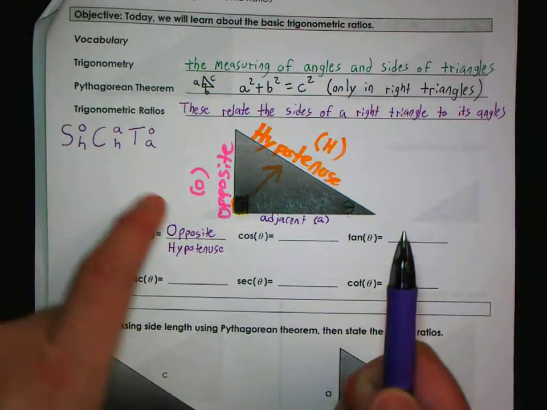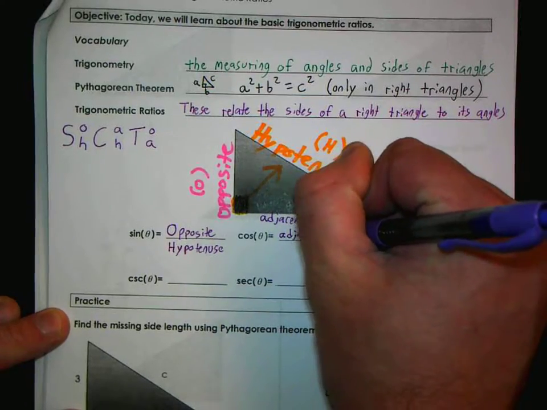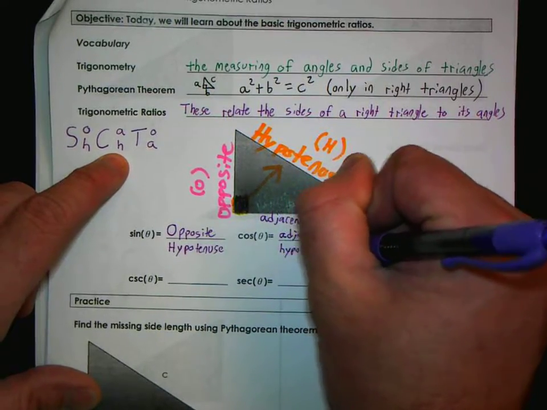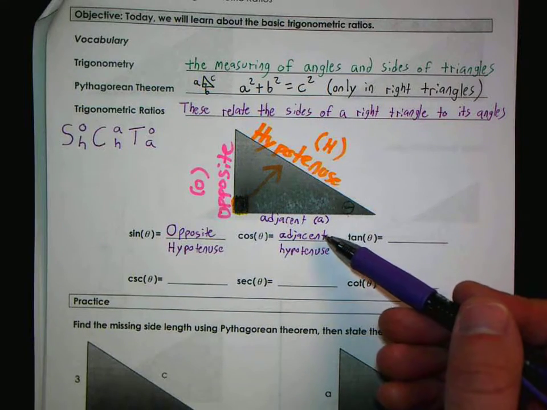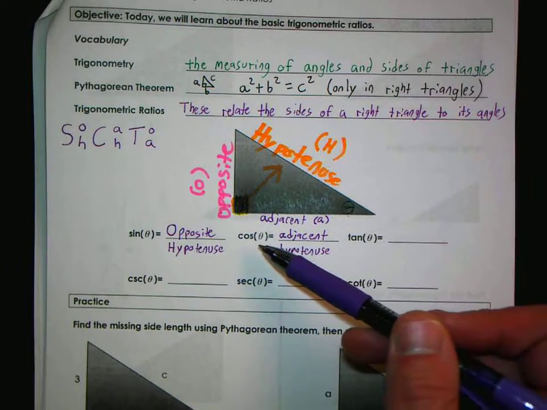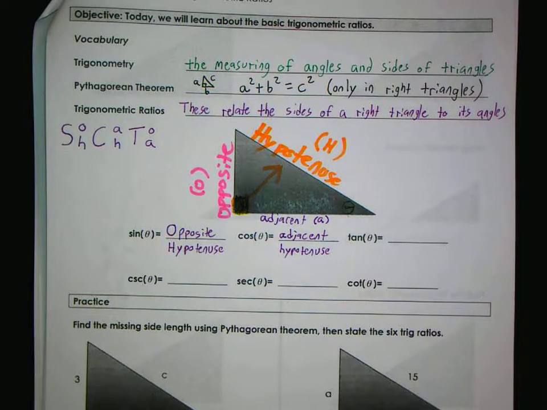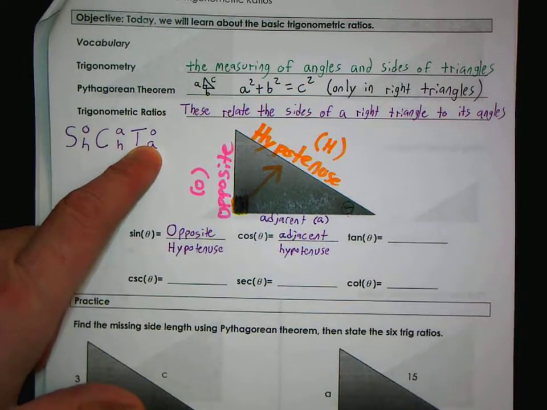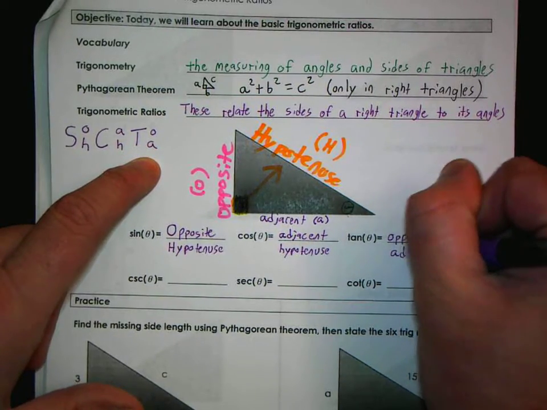Cosine is A over H. That would be adjacent over hypotenuse. So what that means is if you know the adjacent and you know the hypotenuse, you could find the angle. Or if you know the angle and the adjacent, you could find the hypotenuse. Or if you know the angle and hypotenuse, you could find the adjacent. So if you know two of the three, you could find the third. And then tangent, that's the only one that doesn't have to deal with hypotenuse. And that is opposite over adjacent.